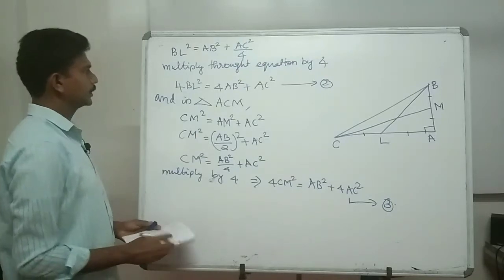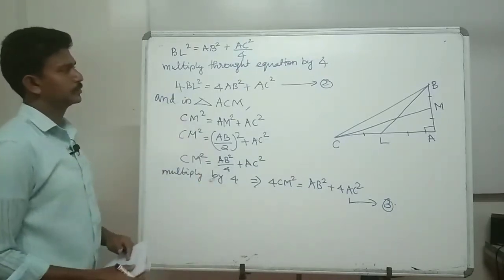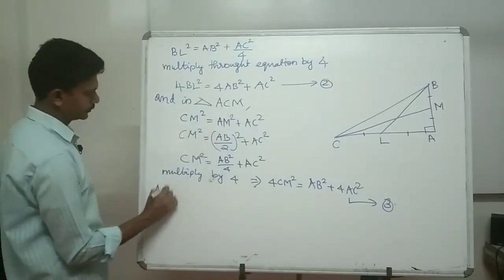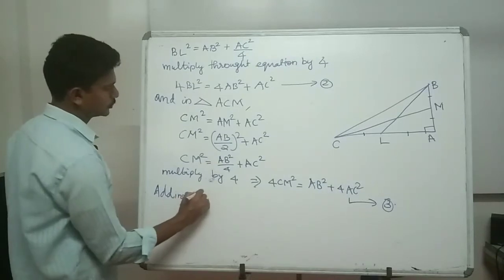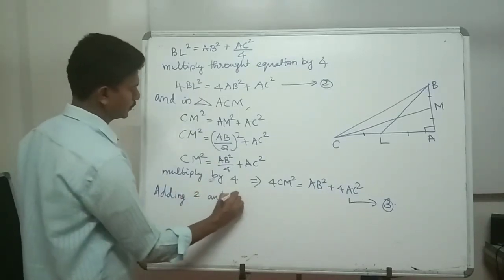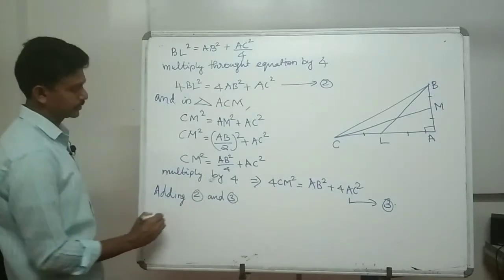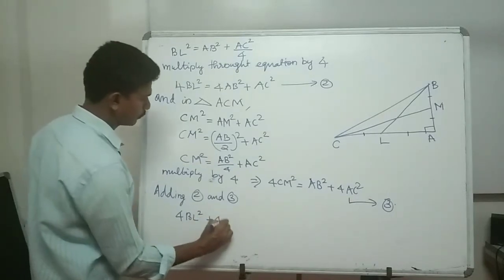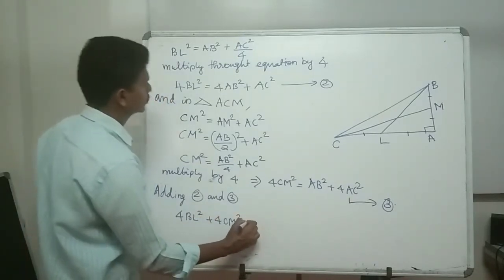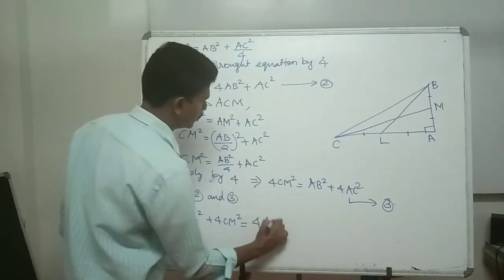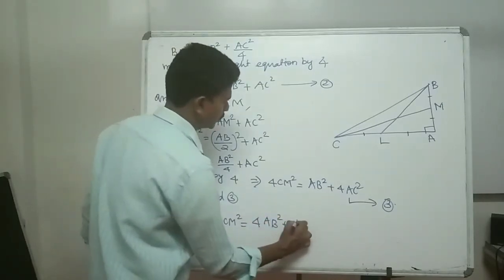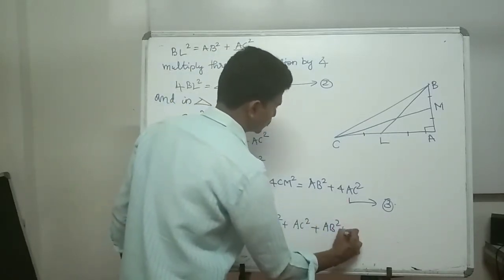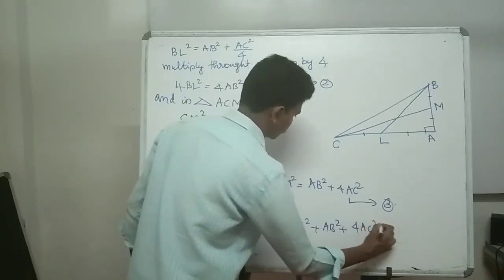Now what is given in the question? As per the question we can add these two. So adding 2 and 3, we get 4BL square plus 4CM square is equal to 4AB square plus AC square plus AB square plus 4AC square.